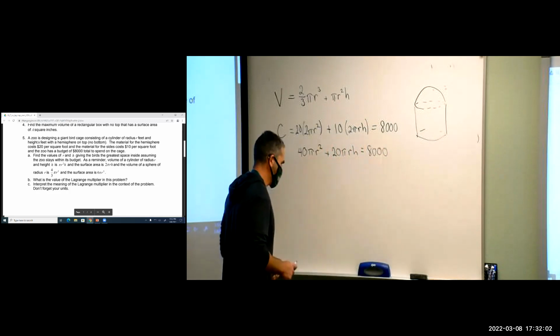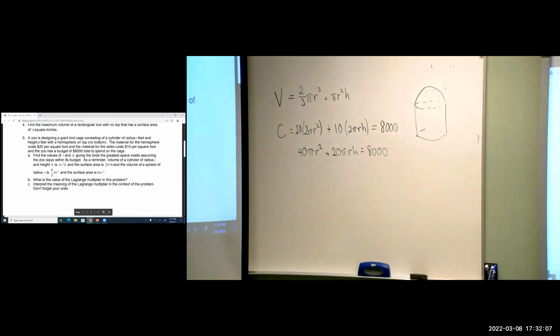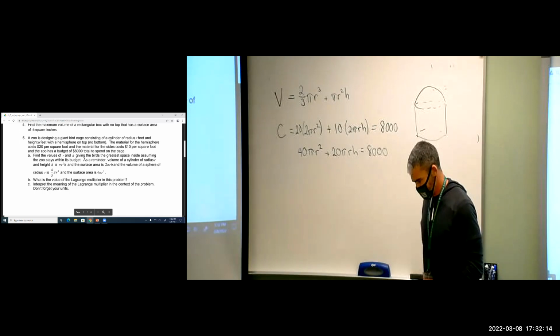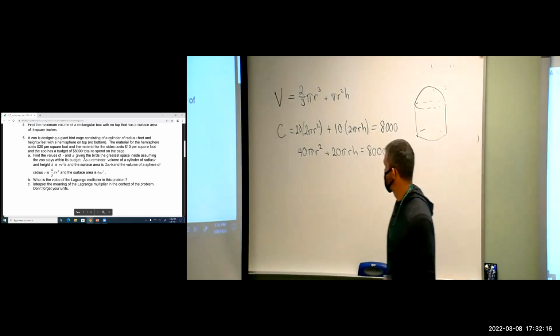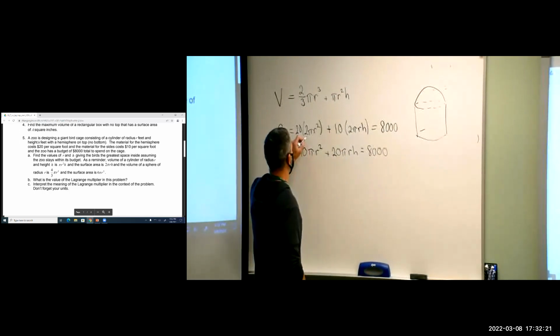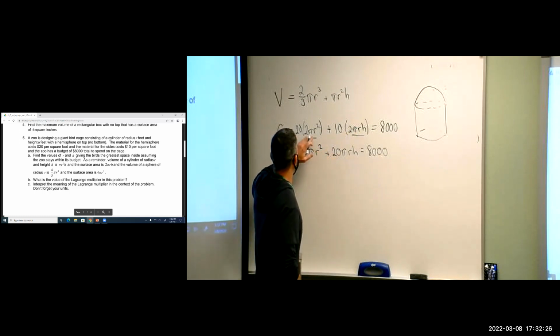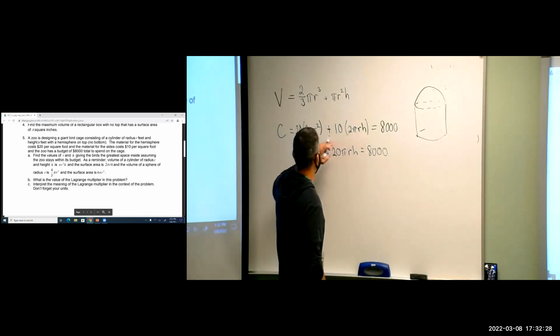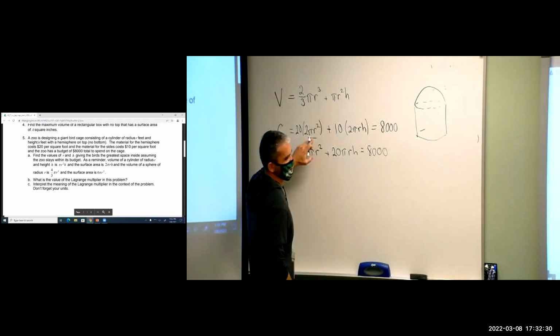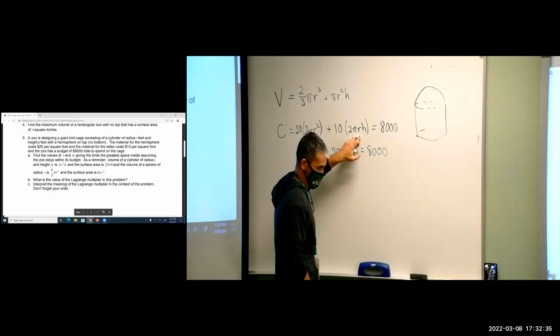Now, Professor, quick question. Yeah. I'm following along perfectly, but I do just want to solidify my understanding of C. C is our constraint, and we have 20 times the half of the surface area of a sphere, right? Yep, and then 10 times the surface area of a cylinder. All right, perfect, awesome.